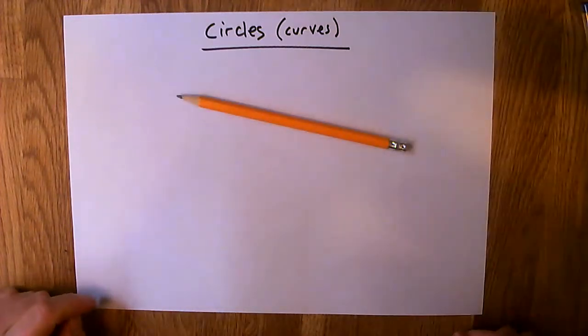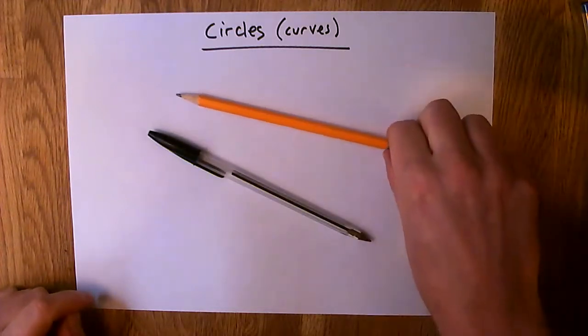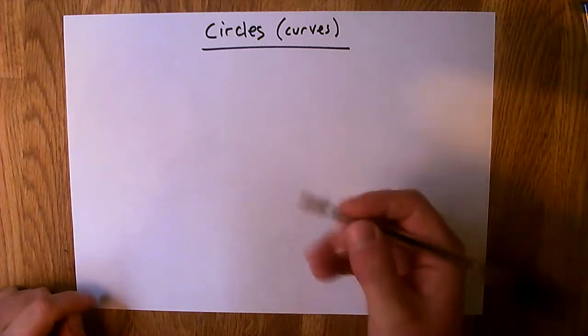You can do this tutorial with a pencil. That's all you need for now. My camera doesn't pick up a pencil line so well, so instead I'm using a Bic biro.